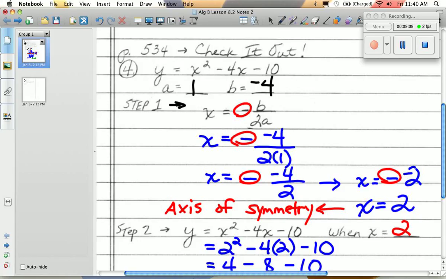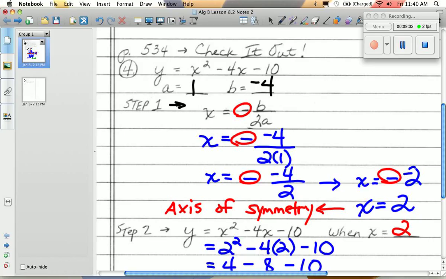Opens upward. That it opens up. How do we know it opens up, Garcia? A is positive. We have a positive A. Is the vertex on the x-axis? No. If it was on the x-axis, how would we know? It'd have to have a y value of 0, and we didn't get 0 for y, did we?